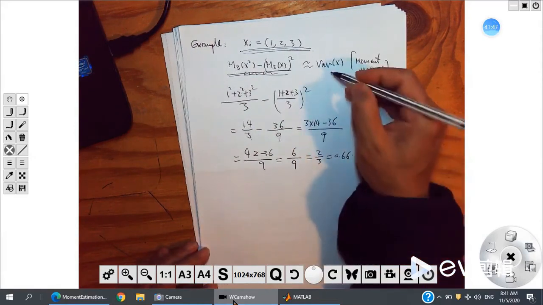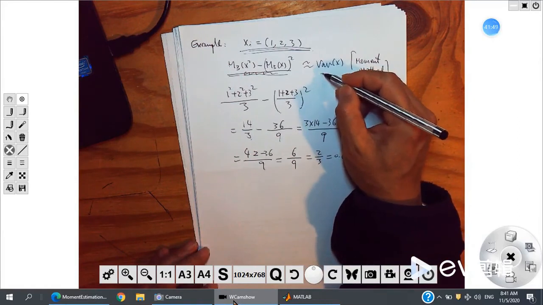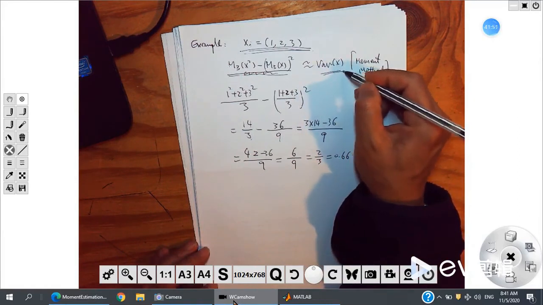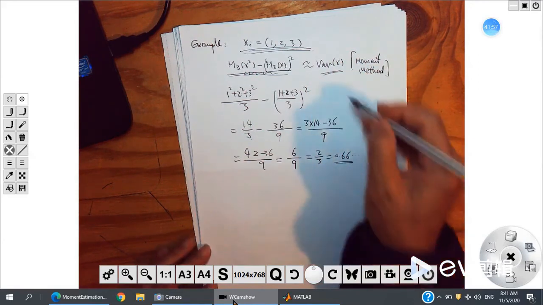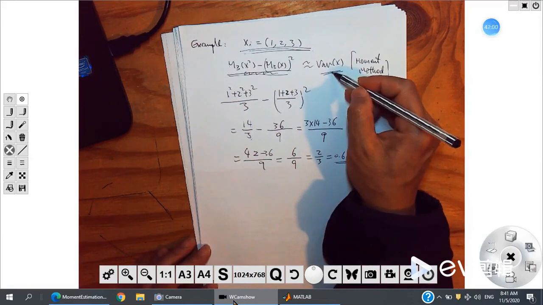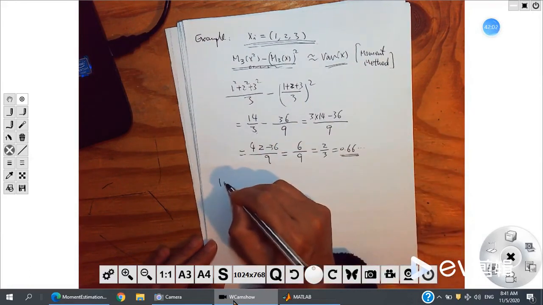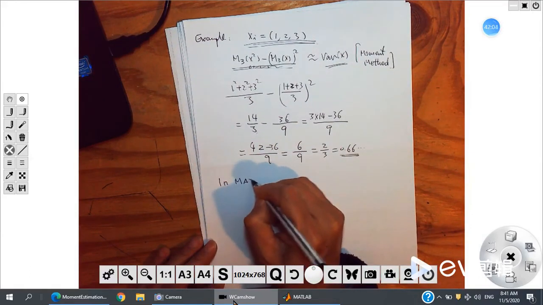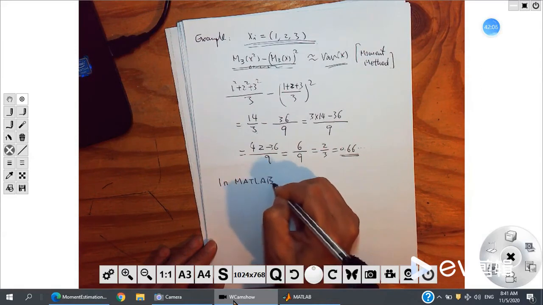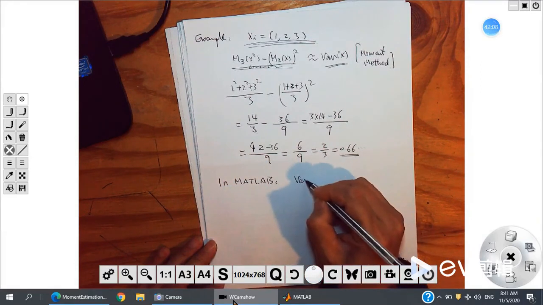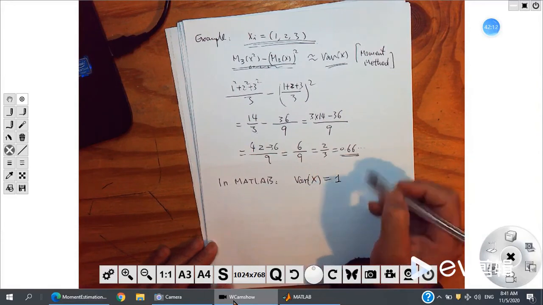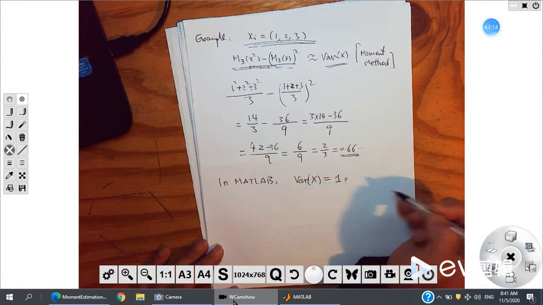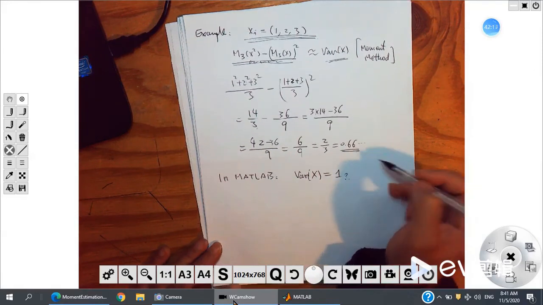And what is the variance of x? Let me see. Oh, I get this one, right? I get this one as an estimation of variance of x. And in MATLAB, variance of x is 1. You see, different. What is this? What is this? You can see.